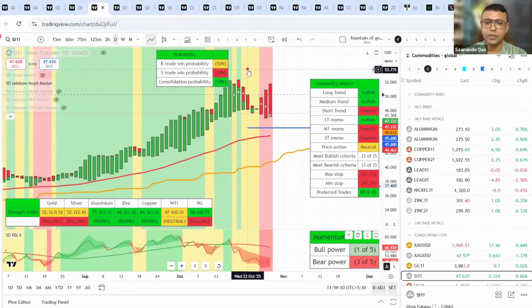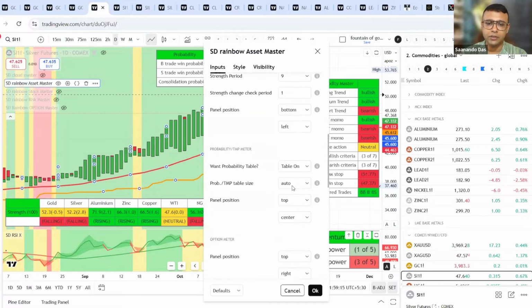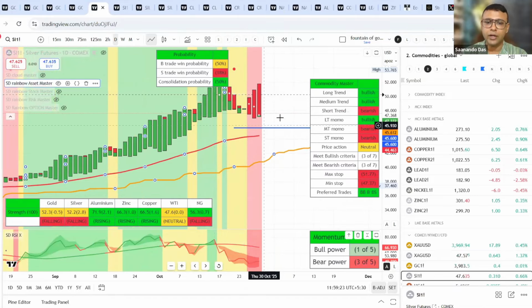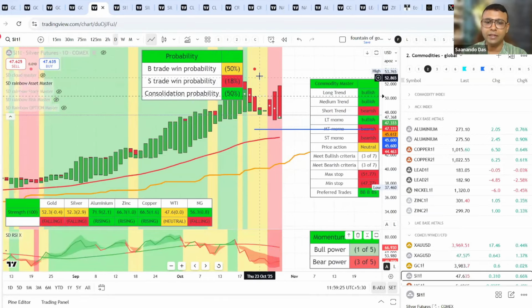Silver, we have a sell signal, but sellers are not as strong as the probability meter is suggesting. Let's make it bigger so all of you can see this. Sell trade win probability is showing 18%, whereas buyer is 50 and consolidation is 50. These three don't need to add up to 100 because each one is calculated individually. So it is showing quite a chance that range bound is the most likely.